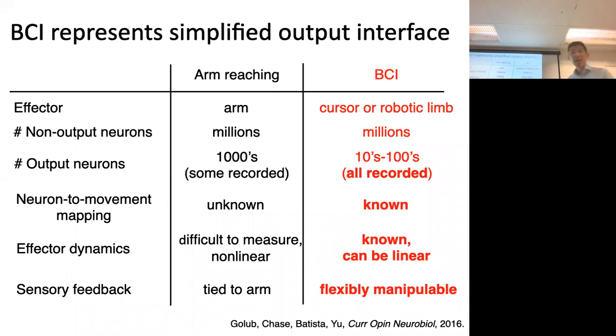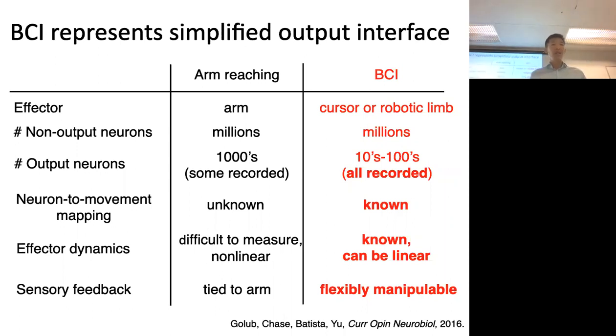Okay, so now let's come back to this table, right, and ask for BCI, for this as the output interface. Now the effector is a computer cursor, or a robotic limb. Okay, here the non-output neurons are still in the many millions, right? All the neurons in the brain can still contribute to moving a cursor to hit targets on a screen.